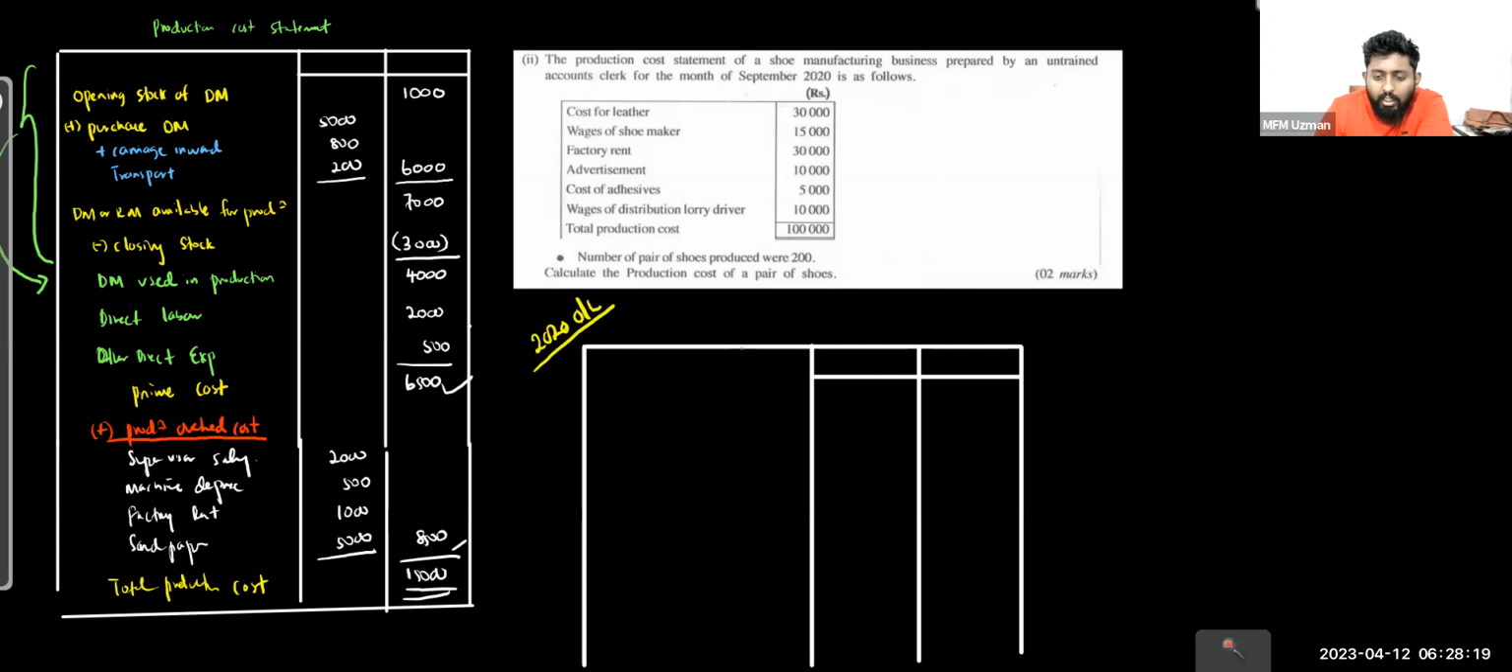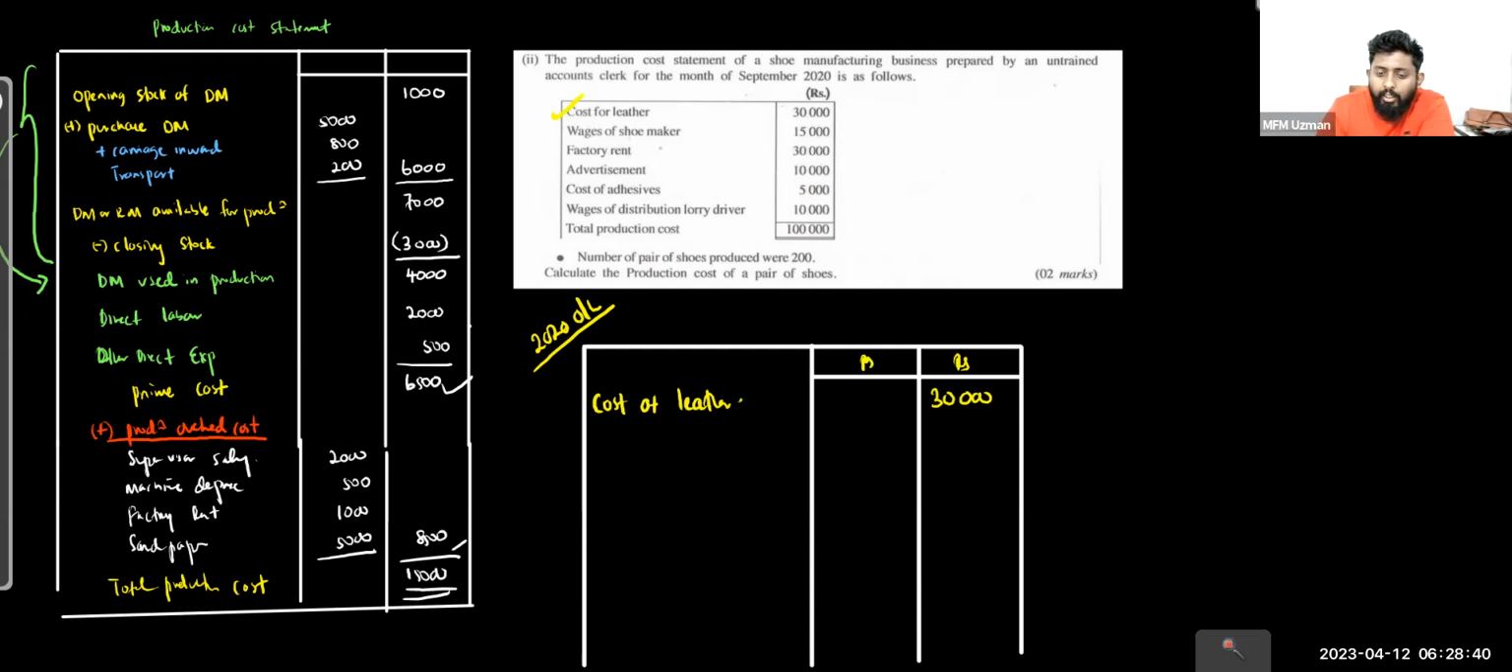Okay, here look, guys. I'm going to find out the cost of leather. Cost of leather is direct material. Do you all agree, guys? Which is equal to rupees 30,000. Right? Do you all agree with that? Right. Next one.